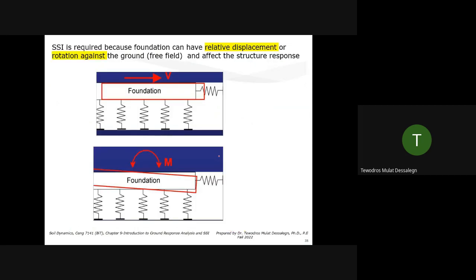SSI is required because the foundation can have relative displacement, can slide with the shear force from seismic, or it can rotate the ground and affect the structural response. So your foundation can move, can try to rotate, or it can slide. If you fix it in the analysis, you're losing all this.